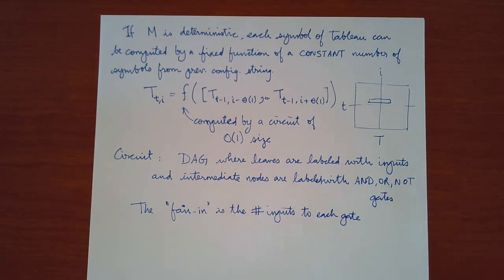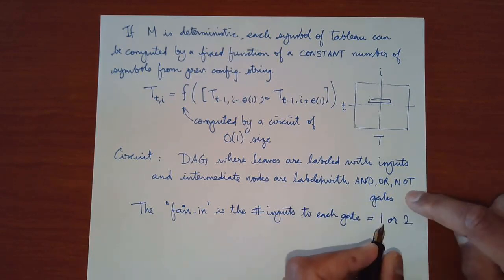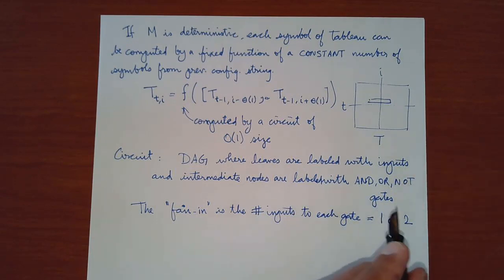Okay, and we will assume that this is going to be 1 or 2. So if it's a NOT gate, it has one input. If it's an AND or OR gate, it has two inputs. You can think of situations where the fan-in is unbounded, but let's not worry about that for now.